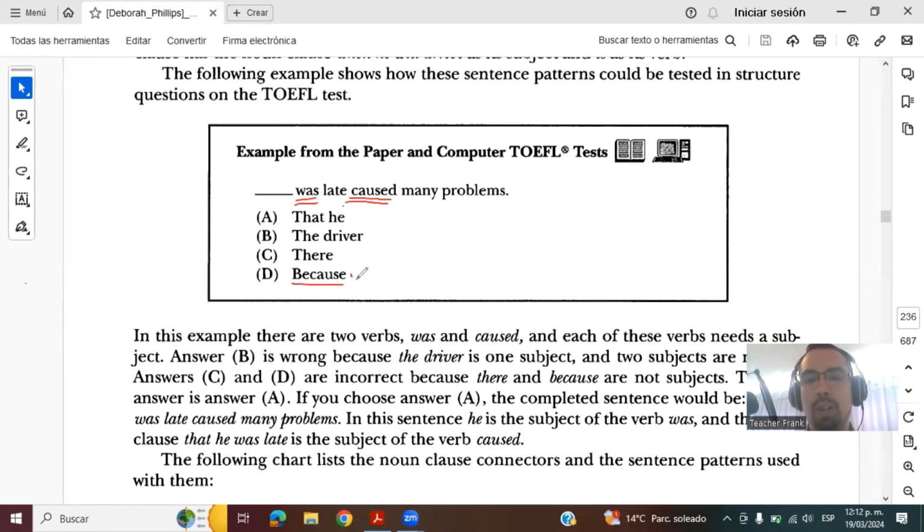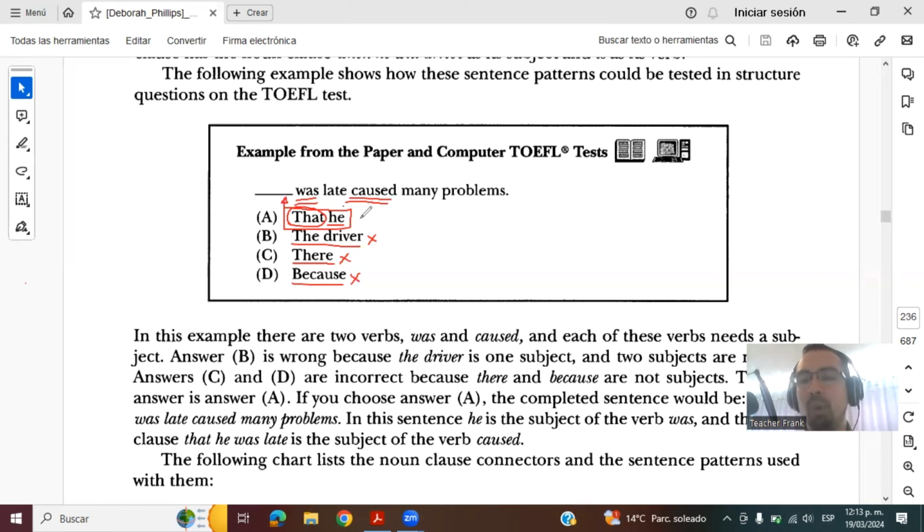Because I don't think would be correct because this is only a connector. There is not correct because this is only part of the subject, right? There was or there were. The driver is only one subject, and we need two subjects and a connector. Now let's look at this one. That is a connector, and we're going to check out the connectors right now. He is a subject, and that he could be a noun clause as a subject. Let's put it in. That he was late caused many problems.